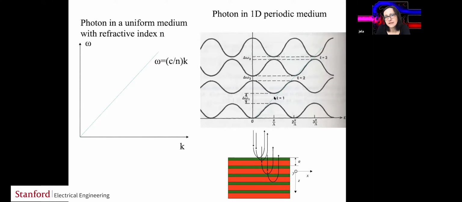Knowing the properties of the Bloch states, we know that they are periodic in k-space with the periodicity of the Brillouin zone. So all the Bloch states inside of the first Brillouin zone, which are here from minus pi over a to plus pi over a, would be periodically repeated. And that leads to periodicity of the band diagram.